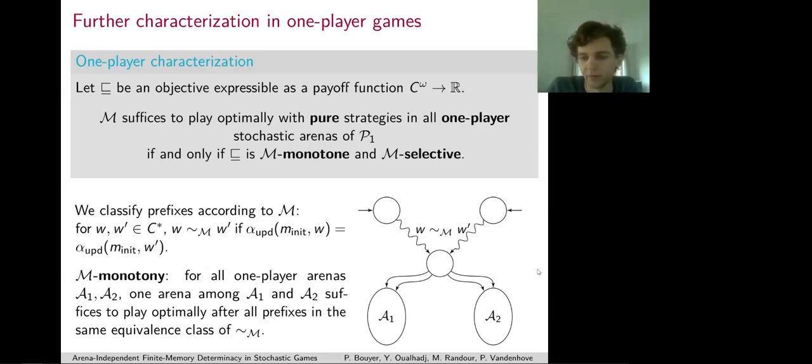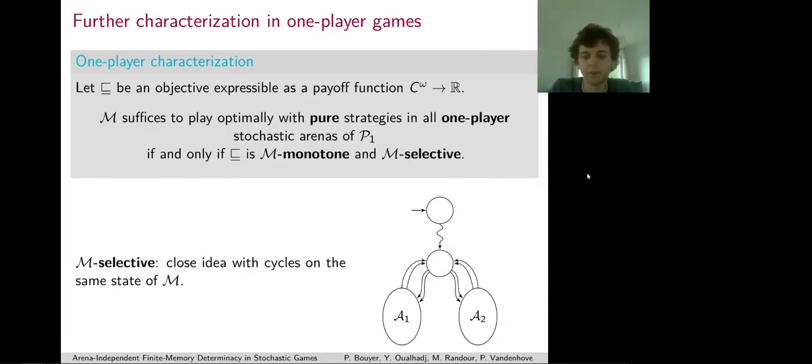And so this property must be true for all pairs of arenas and for all pairs of words that are equivalent with respect to the memory structure. And so that's monotony. And selectivity is a similar kind of idea, but this time not about prefixes, but about cycles. So it's also possible to classify cycles given the memory structure M. And then we want to show that for any pair of arenas, given some properties of cycles there and of prefixes here, one of these arenas is always sufficient to play optimally.